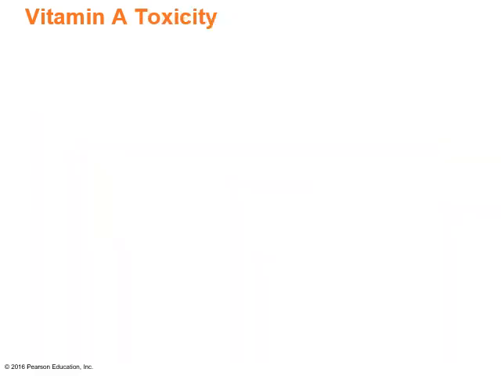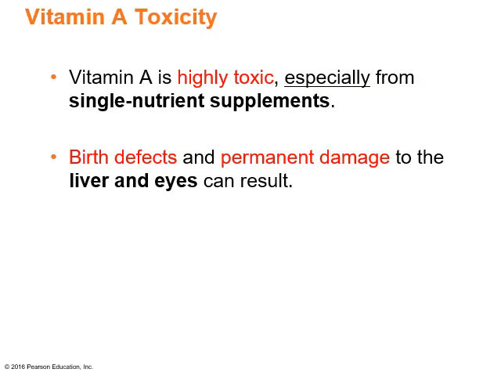All right, so we're talking about what happens if there's not enough, but let's talk about toxicity as well. Now, vitamin A is highly toxic, especially from single nutrient supplements. So if you just take a straight up vitamin A supplement, again, with it being fat soluble, it is something that can be easily stored, so it can build up to levels that could be harmful to you. Birth defects and permanent damage to the liver and the eyes can result. So that's one of the interesting things. If you don't have enough, you don't have good eye health. But if you get too much, you can actually start messing up your liver and your eyes.